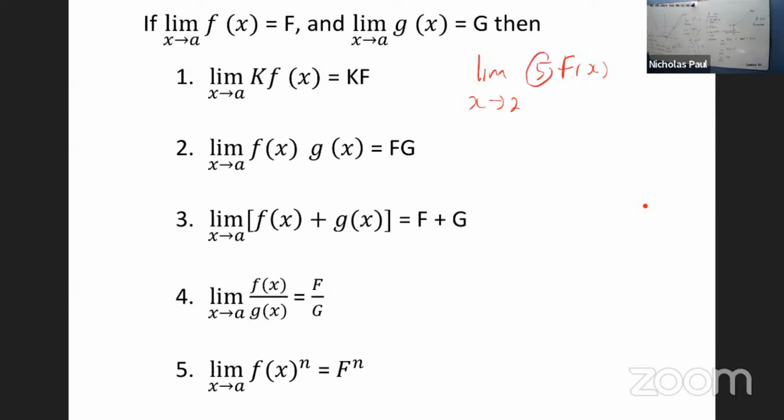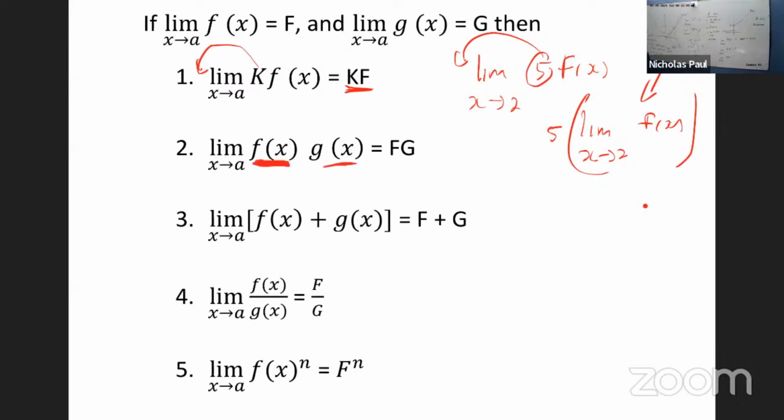You can take the 5 and bring it in front. So you will get 5 times the limit as x approaches a of f of x. So you'll end up with 5 times whatever this is. That's okay? If you have a product, on the other hand, you could write them separately. So the product could be written like this: the limit as x approaches a of f of x multiplied by the limit as x approaches a of g of x. So you can split it up, right?